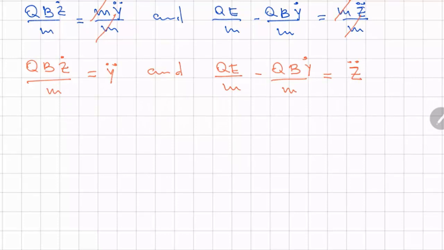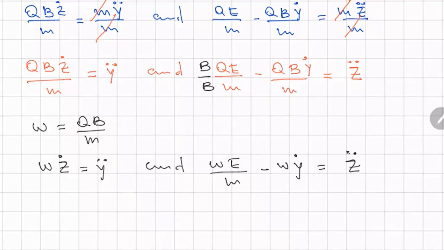Yes, now let's do something. Let's write the letter B on the second equation like this. On the first term of the second equation, we multiply and divide by m. And if we write W as QB dividing m, we get the following equations.